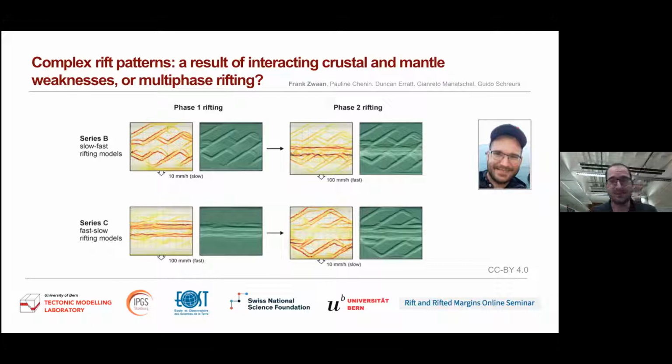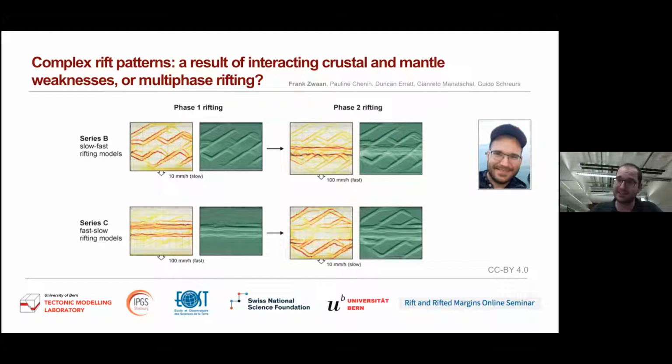And I would like to present you some analog modeling work that we did in a collaboration between the University of Bern and people from the University of Strasbourg. So Bern in Switzerland and Strasbourg in France. And the topic here is complex rift systems or rift patterns, and whether they can be a result of interacting crustal and mantle weaknesses, or if multiphase rifting has an important influence as well.